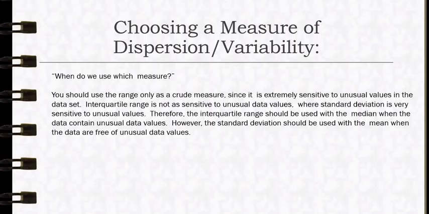Very high or very low, we call this outliers. So, what if there are outliers? Then you don't already have a clear picture of the variation or dispersion of the given data. So, basically, standard deviation is used with the mean when the data are free of unusual data values.